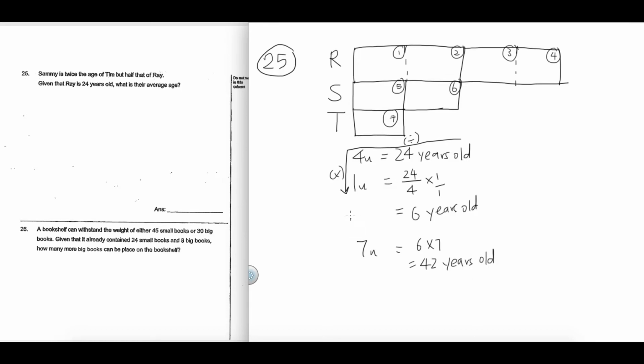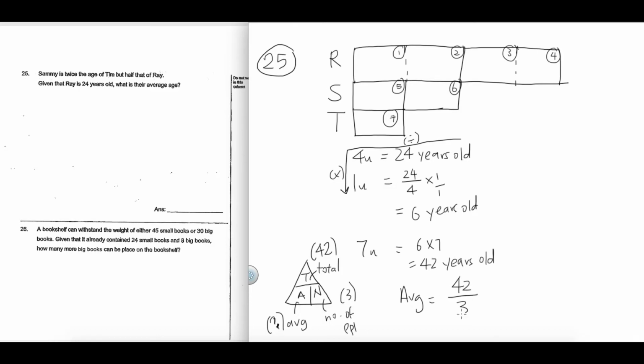Alright? So let's find the average. There are 3 people. I'm going to draw the triangle. The average triangle will look like that. T-A-N. Okay, T is for total. A is average. And N is number of, in this case it's number of people. Our total is 42. Our average is a question mark. Let me draw it properly. And the number of people is 3. So our average will be equals to 42 over 3.